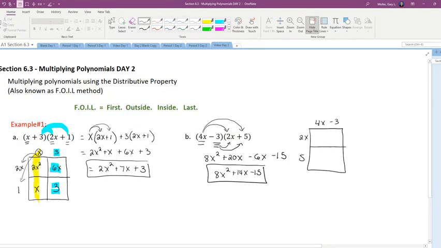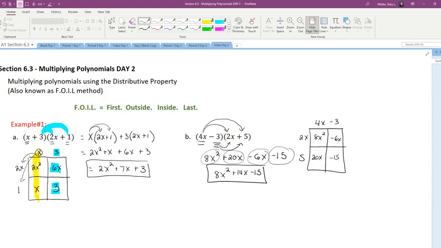Especially if I multiply it down the column. 4x times 2x is 8x squared. That's what we have right here. 4x times 5 is 20x. That's what I have right here. Negative 3 times 2x is negative 6x. And negative 3 times 5 is negative 15. So once again, the area model is just a way to help us organize the various multiplications we need to do.